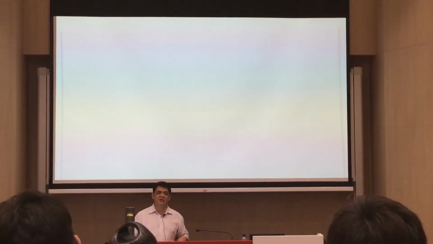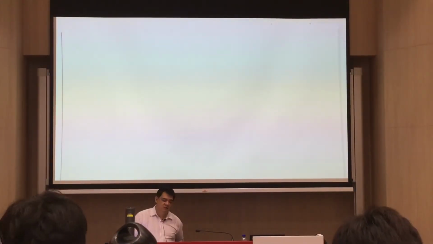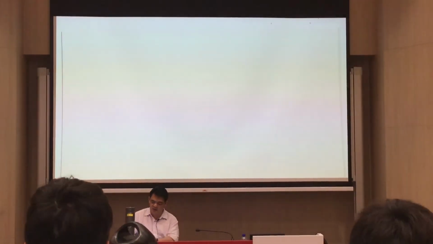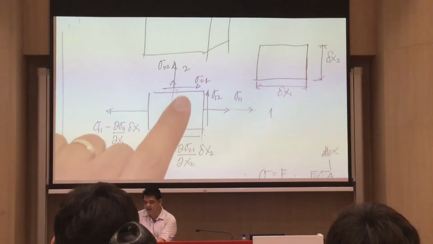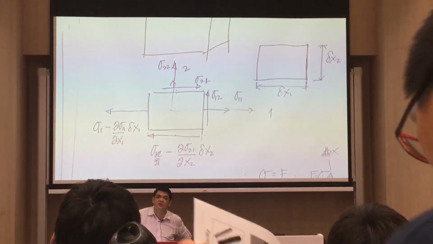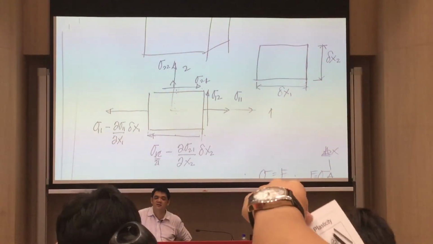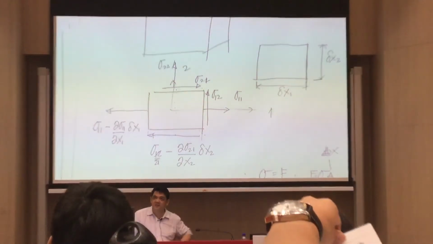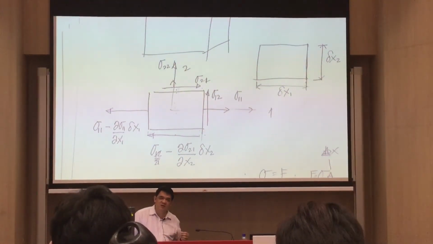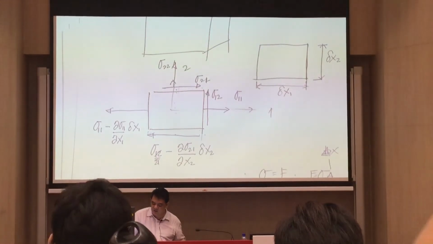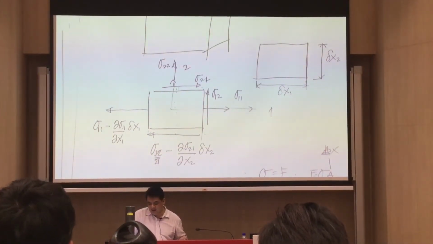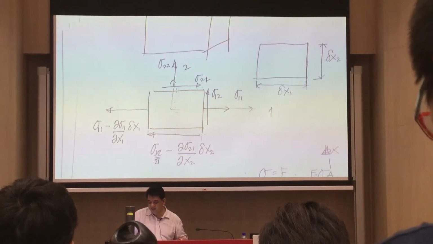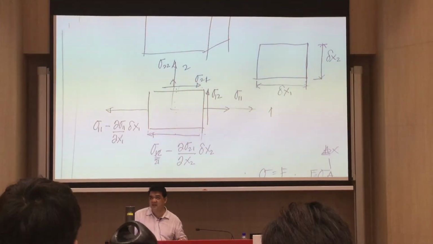Now, let's move on with symmetry. Since we're here anyway, let's try to prove that sigma 2,1 is equal to sigma 1,2. The reason is, of course, once you know that sigma 2,1 is equal to sigma 1,2, then the independent stresses for a 3 by 3 matrix will be 6 rather than 9.